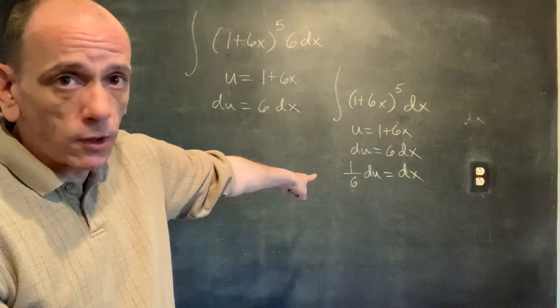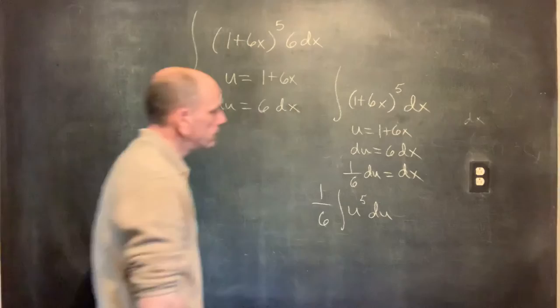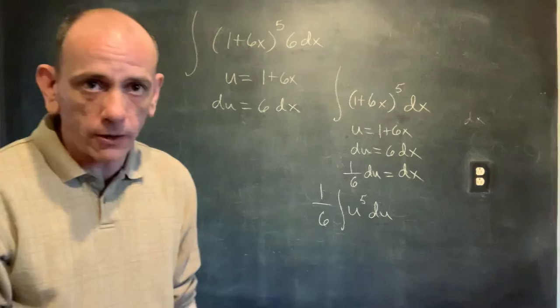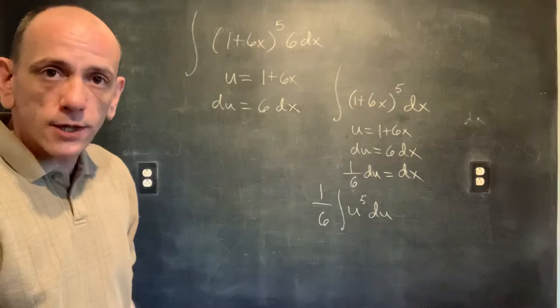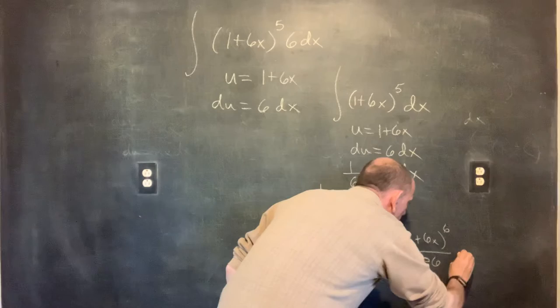And that 1/6, I don't care, right? I just pull it outside. It's not going to bother me. 1/6 integral of u to the 5th du. Right? So I've substituted in my u to the 5th. I've substituted the dx with 1/6 du, but then I can just pull that 1/6 out. I don't care about it. It doesn't bother me. And then off we run. We're just u to the 6th over 6, and so like, u to the 6th over 36. And then back sub, (1 plus 6x) to the 6 over 36 plus the constant. And we're done.